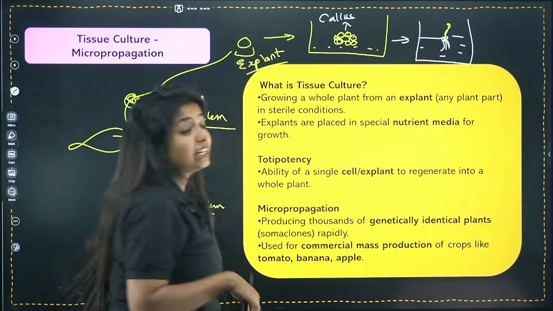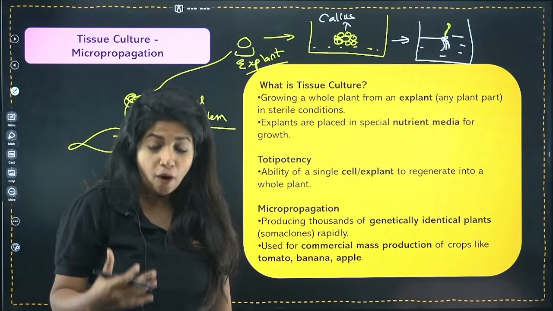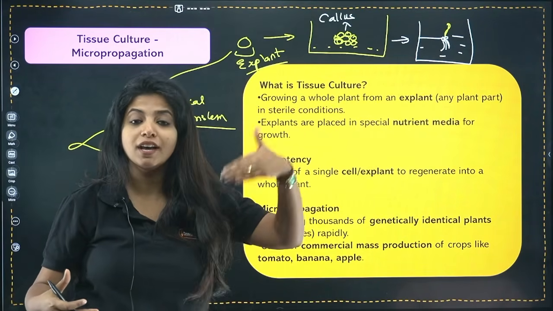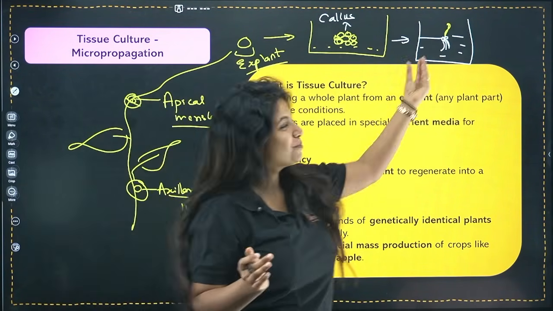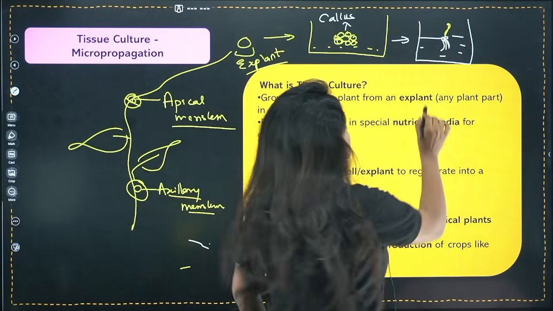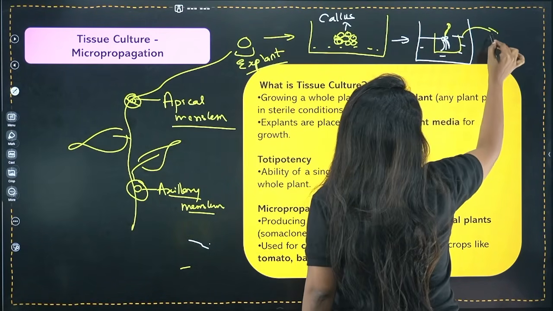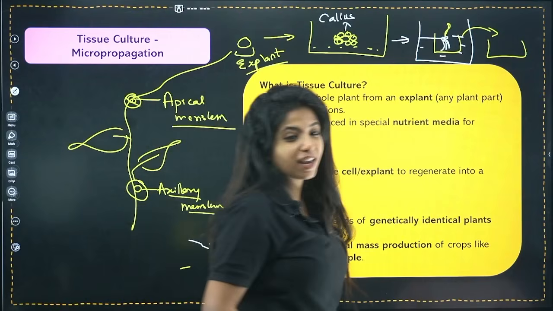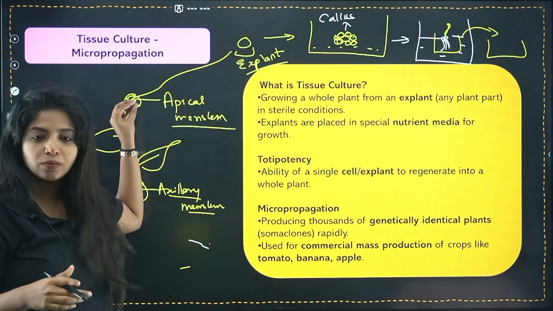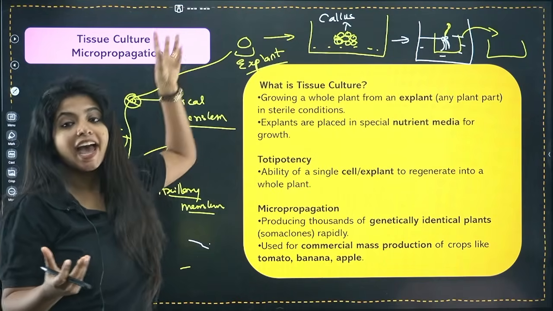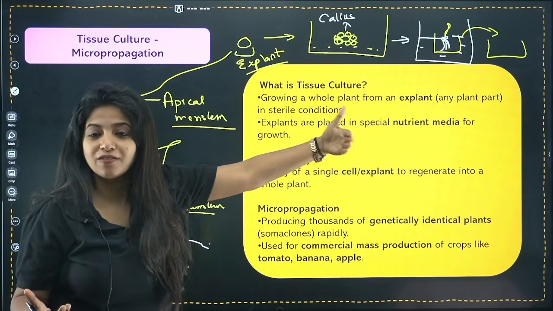Why? Because you are putting in a medium that gives hormones needed for both what? Shooting as well as rooting. Got it? And now what do you get? You get small plants, my dear children. And these small plants, you can put it in actual soil and they will be growing up there. So basically what I am doing over here is that I am taking some tissue. Okay, a group of cells are there and I am making lots and lots of different plants, right?